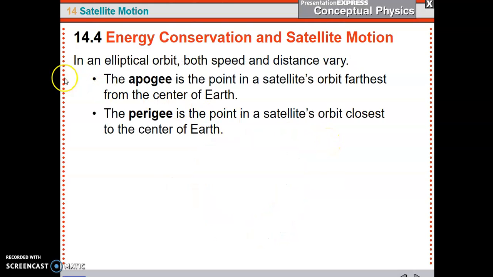Here's where we are in the real world. In an elliptical orbit, both speed and distance vary. So here are two words you're going to need to know for this chapter. Apogee. The apogee is the point in the satellite's orbit where it's the furthest from the center of the Earth. And the perigee, I never get that right, perigee, is the point where it's closest to the center of the Earth.